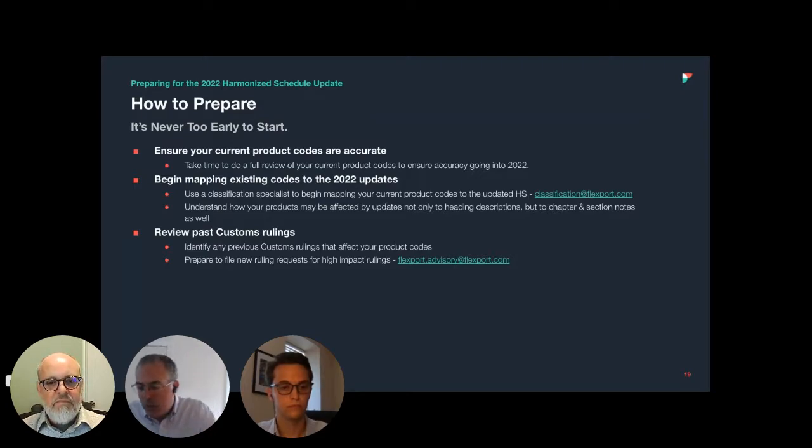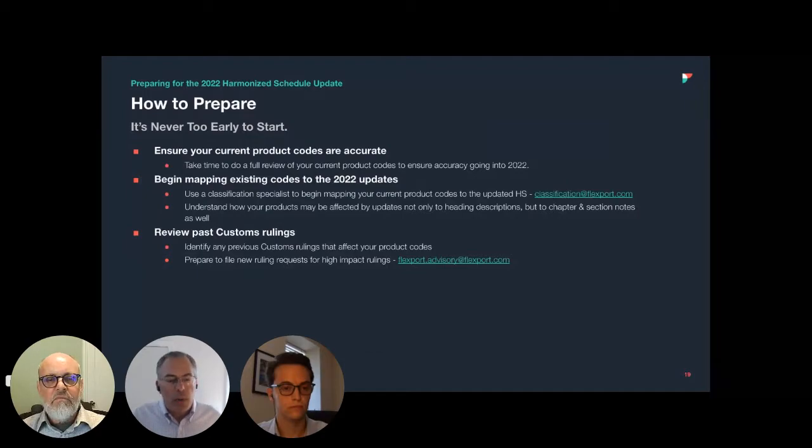It's very similar to technology implementations: bad data in, bad data out. You need to make sure you're starting from a position of confidence. Then number two, begin mapping your old codes to the new 2022 updates, and also reviewing any changes to those particular chapter or general notes that may impact your product. As Marcus mentioned, at least a few definitions are changing, and that could potentially impact your classifications.